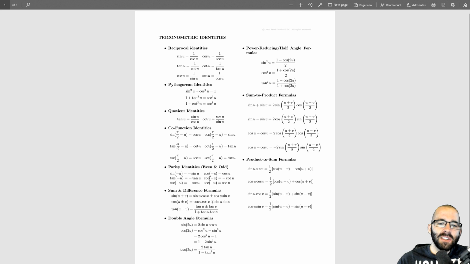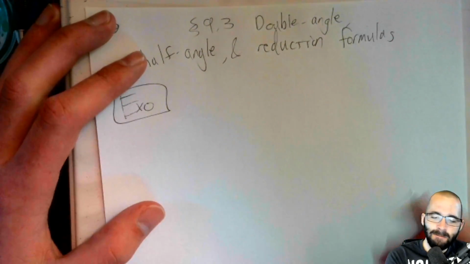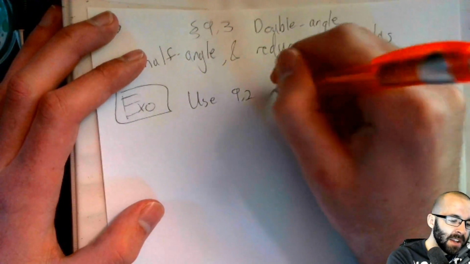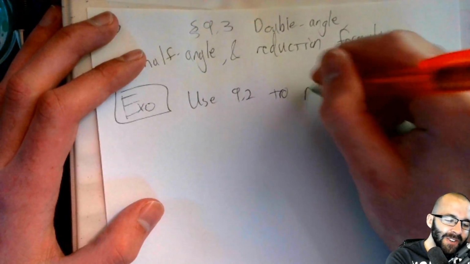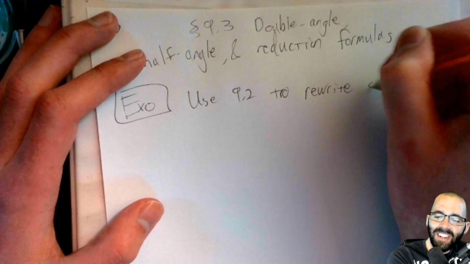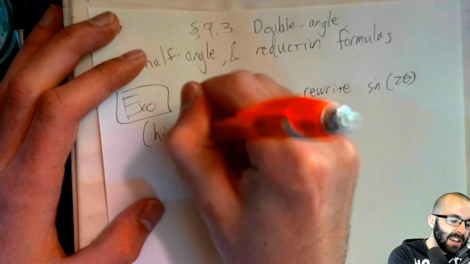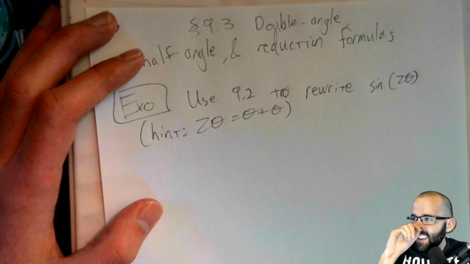All right, so we're going to be using the double angle formula, by the way. I'm not going to spoil it for you, okay? Example 0. No spoilers here. Use 9.2, the previous section, angle sum, to rewrite the sine of 2 theta, and the hint is that 2 theta is equal to theta plus theta.